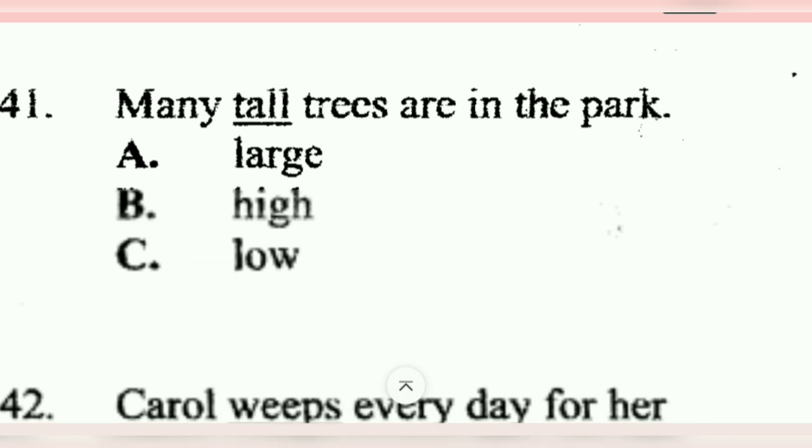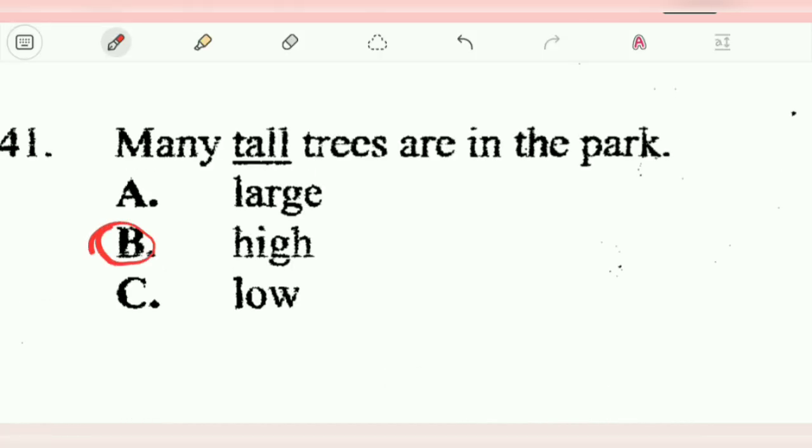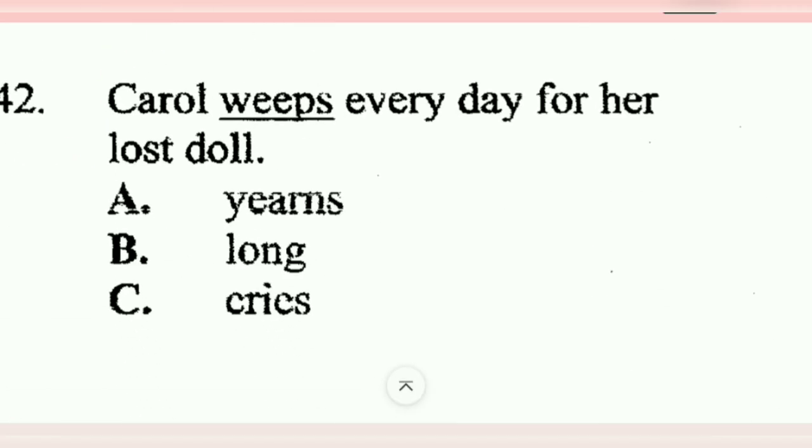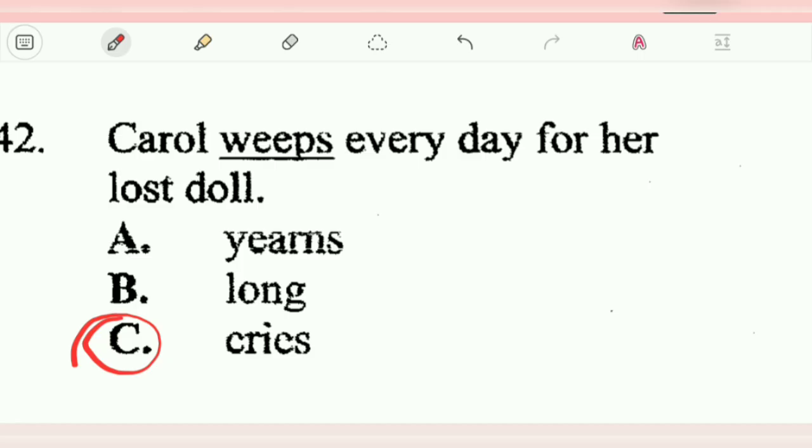All right, 41. Many tall trees are in the park. If it's tall, it's also high. Moving on. Carol weeps every day for her lost doll. If she's weeping for it, she's crying for it. So weeps, cries.